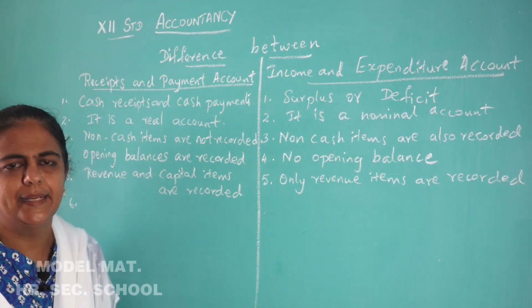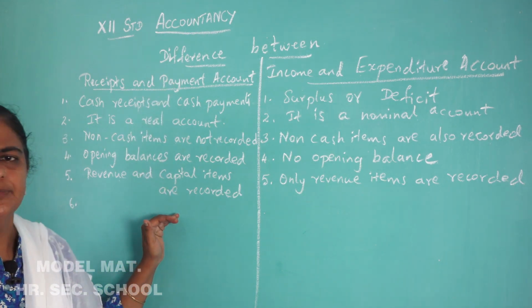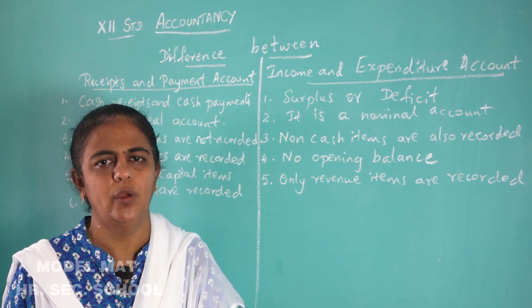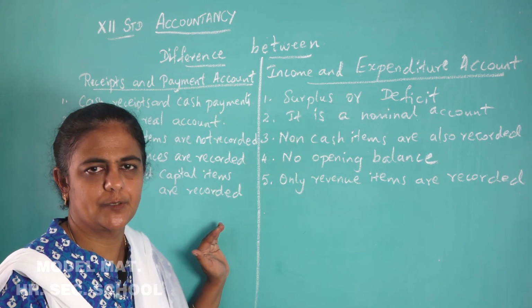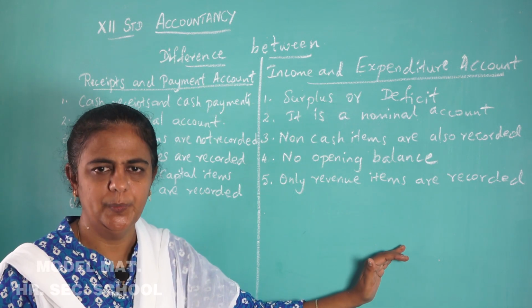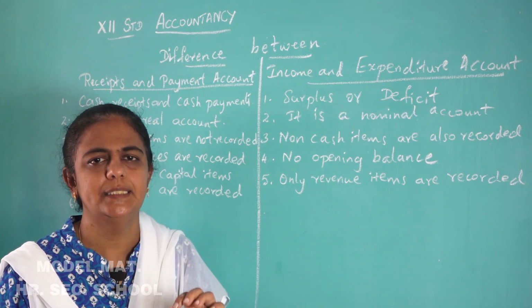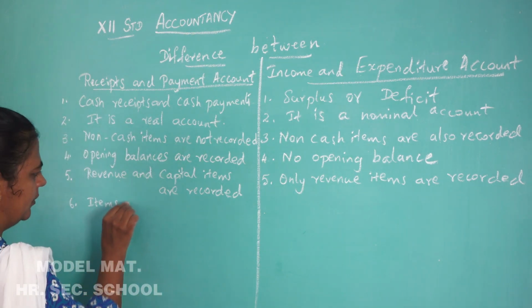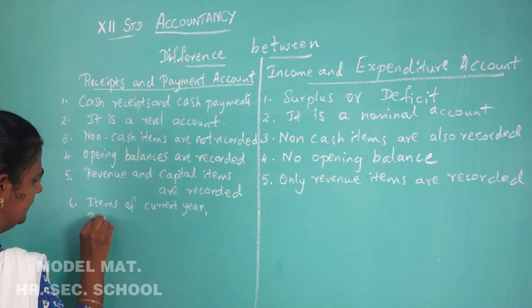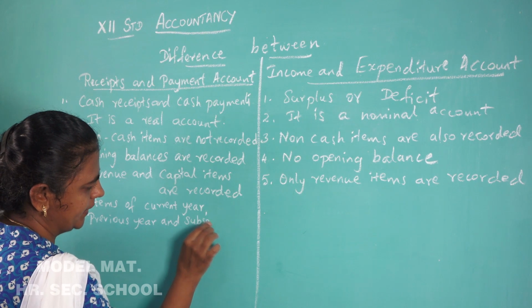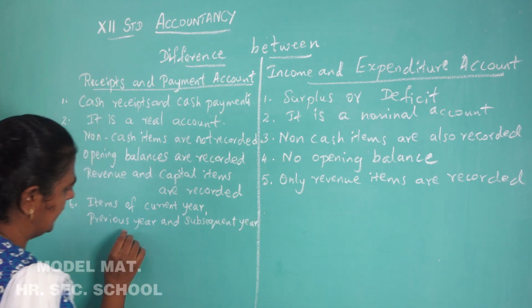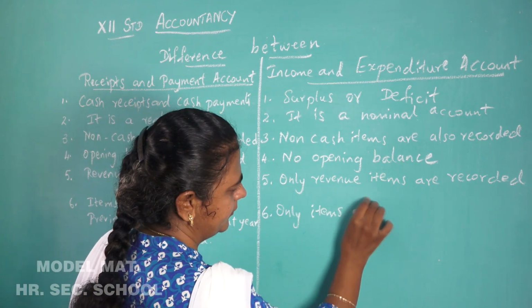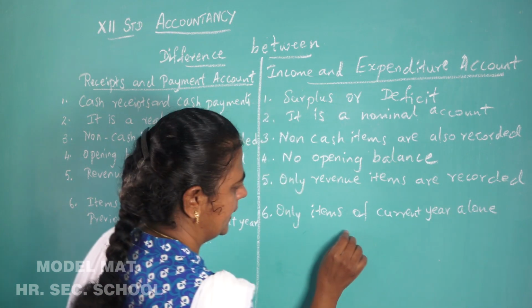The last one, in case of receipts and payments account, items pertaining to the current year, previous year and subsequent year, everything will be recorded. But in case of income and expenditure account, items which are pertaining to the current year alone are recorded. Is it clear? So here items of current year, previous year and subsequent, that is the next year, are recorded. Here only items of current year alone are recorded.